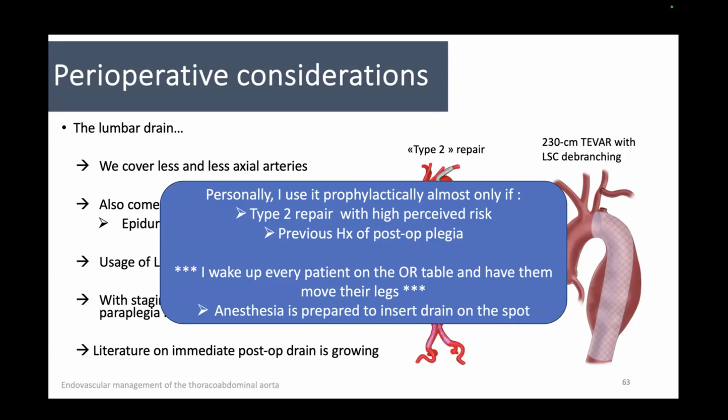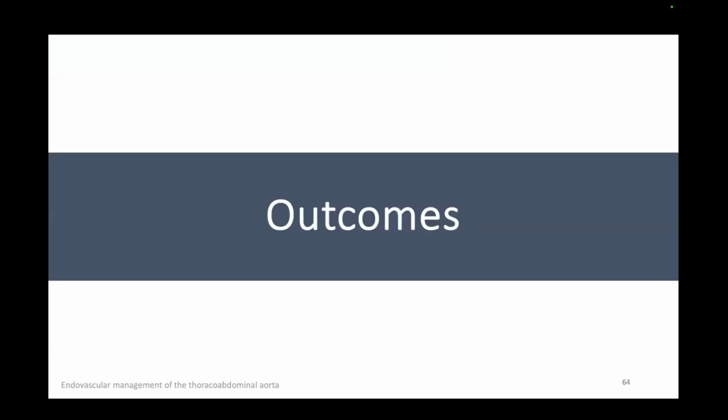I'm going to use them. But when it's not these kind of cases, I usually use them reactively. So I wake the patient in the operating room, and the anesthetist is ready with a lumbar drain to put in the back of the patient if the legs don't move. And we've been lucky. It hasn't happened yet, but I'm sure it's going to happen in the future. It's part of aortic surgery. It happens to everyone. So just be aware that this is a kind of strategy that's absolutely acceptable.